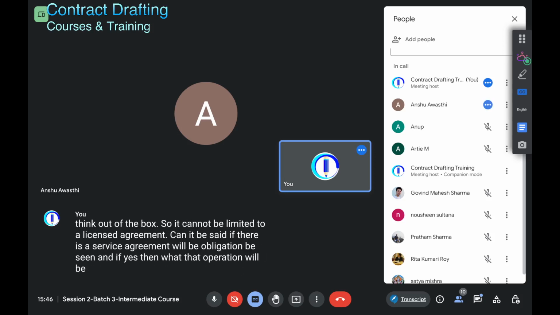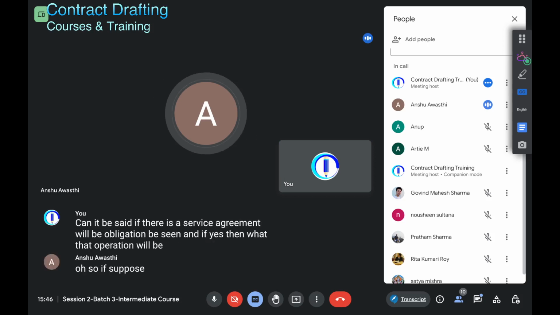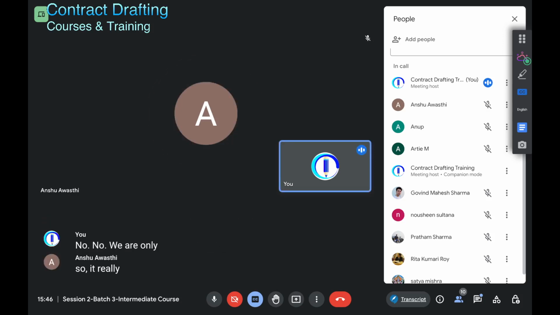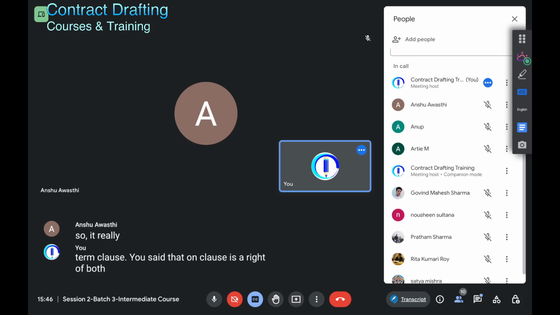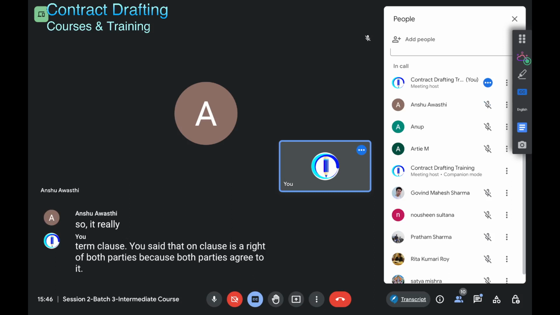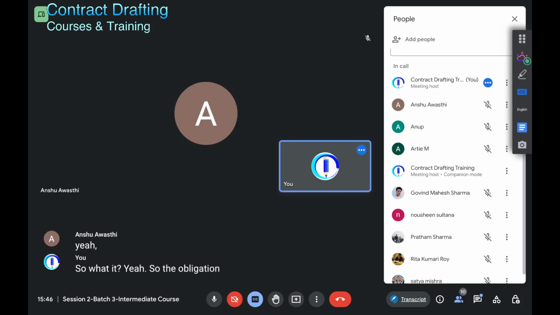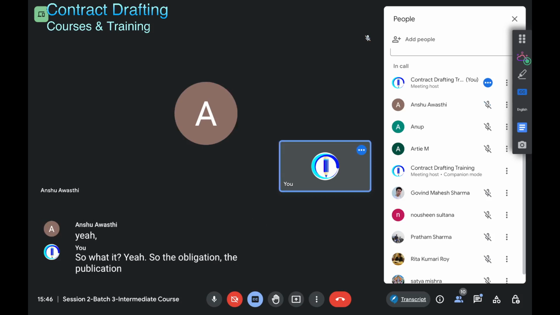Suppose a statement which states that a buyer shall purchase... no, we are only discussing the term clause. You said the term clause is a right of both parties because both parties are agreeing to it. Correct. So what is the obligation? I don't know. Okay, so, can you help with this? Is it a right?